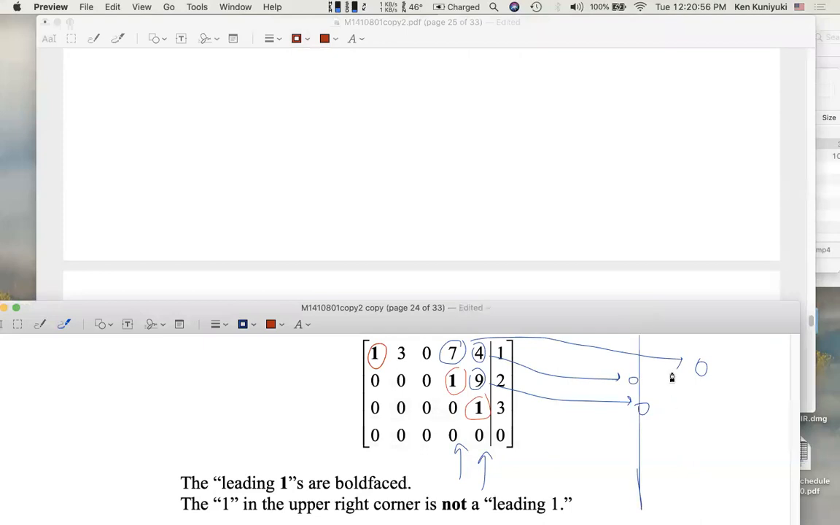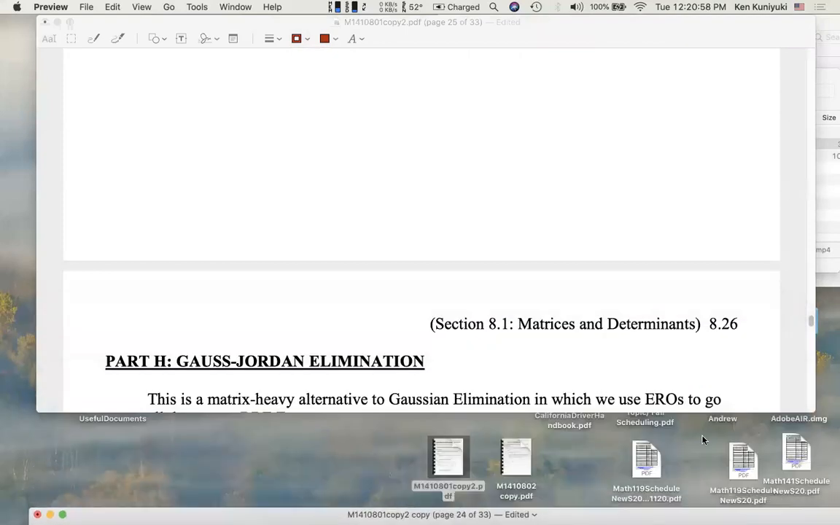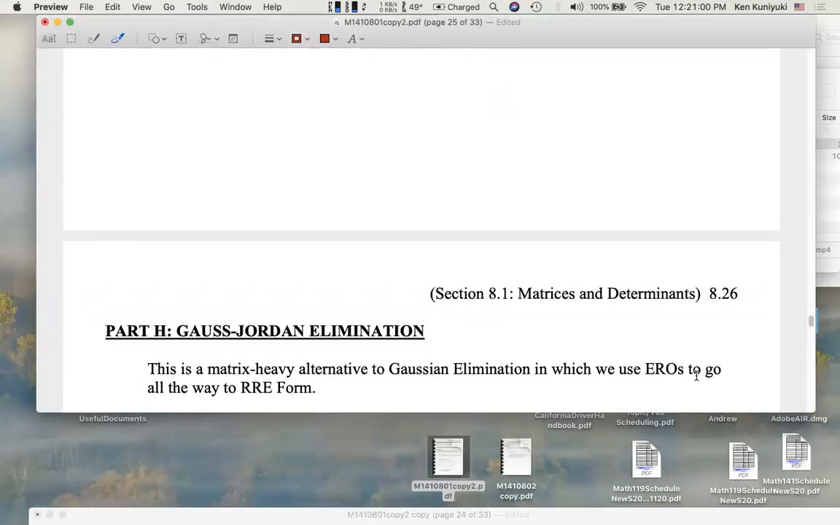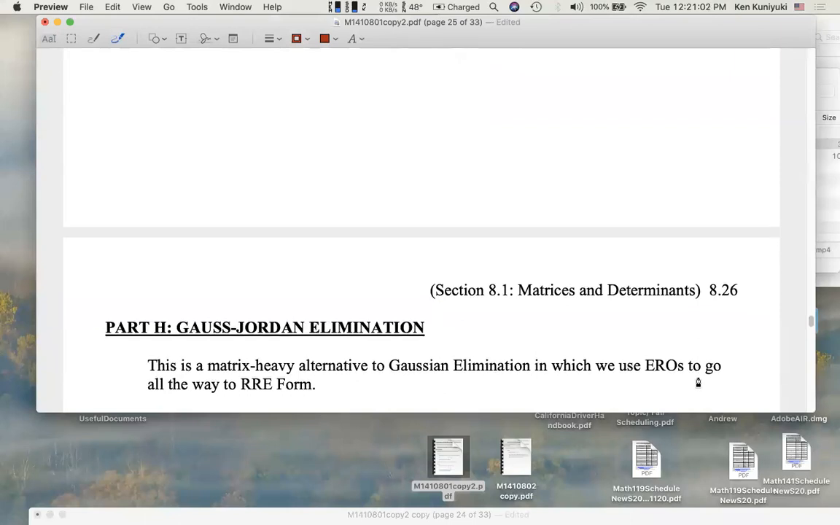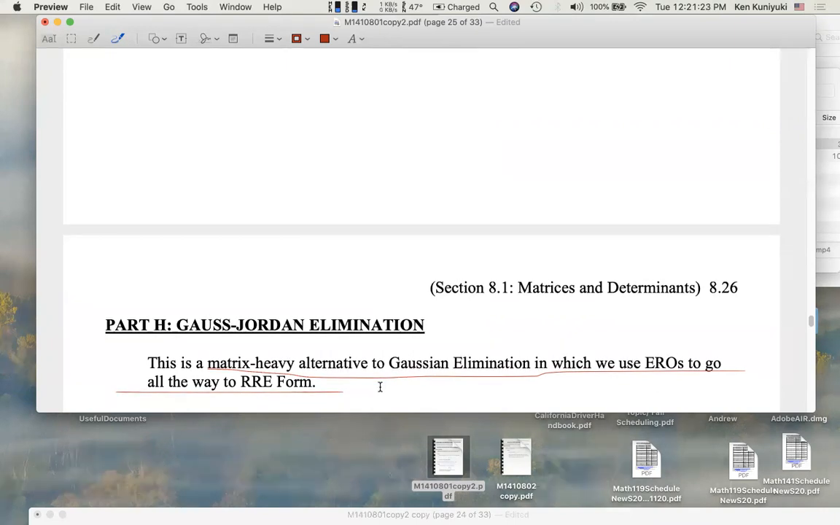Now, in Gauss-Jordan elimination, and you don't have to know this, but this is an alternative to GEBS. It's kind of a GEBS with additional pieces to it. Gauss-Jordan elimination is a matrix-heavy alternative to Gaussian elimination, in which we use elementary row operations to go all the way to RRE form. So if you love matrices and you hate letters like X, Y, and Z, you might prefer Gauss-Jordan elimination, and some students do use it.